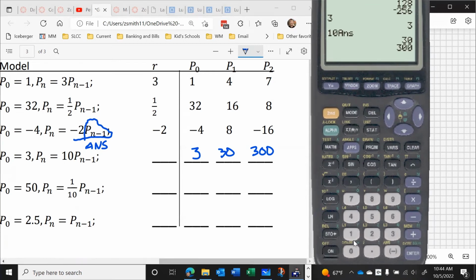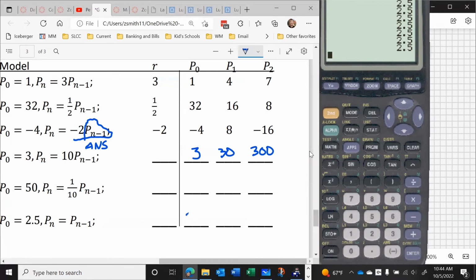Even this bottom one, 2.5, 2.5, enter. You enter the initial value, p sub 0, and then on the right side of the formula, you replace it with answer where it's p sub n minus 1. Look at this one. Constant sequence, which is an example of an exponential sequence, but it's a trivial exponential sequence. 2.5 and 2.5 and 2.5.